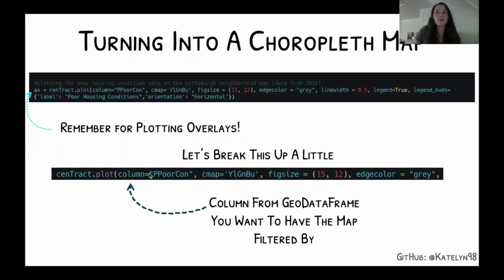So the first parameter, we have the column equal to p poor con, which is what I had set that column to in the last slide when I made a new geodata frame. This will be used in the map to map out the values with a color. The cmap color, you can choose whatever you want, just take a look at matplotlib for this. You can set the figure size and set an edge color. It is good to have an edge color because some census tracts, in my case, had the same percentage of poor housing conditions and they overflowed into one another.